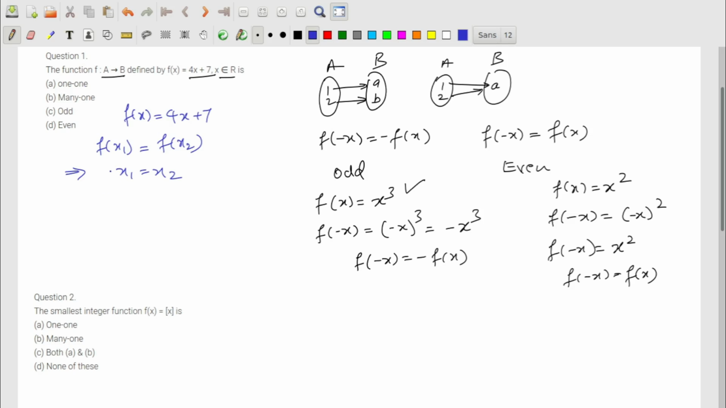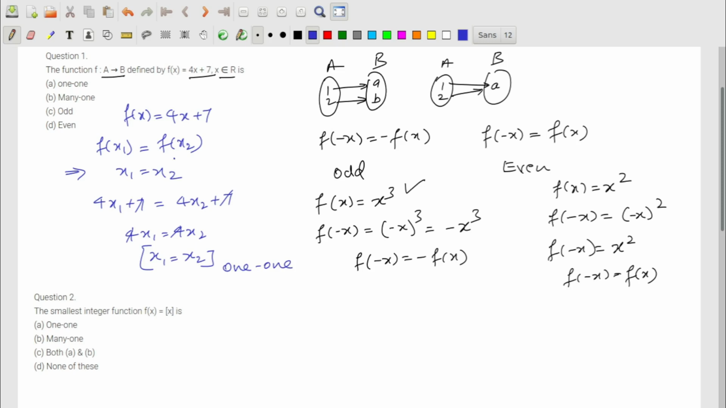So now here, what is f of x1? You can take 4x1 plus 7. And what is f of x2? 4x2 plus 7, right? So if you simplify this, 7 and 7 will cancel. Then you will be left with 4x1 is equal to 4x2. Again 4 and 4 will cancel out. Then x1 is equal to x2, right? Hence the function is one-one.